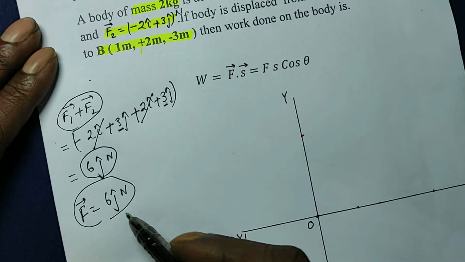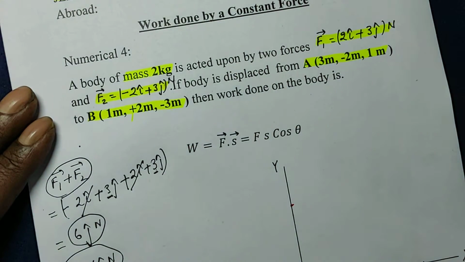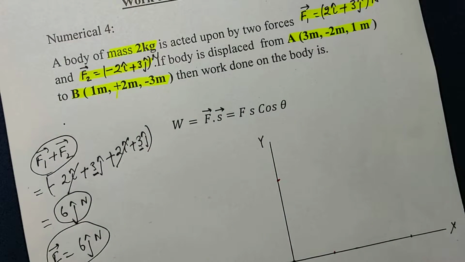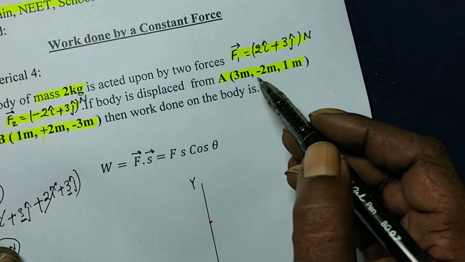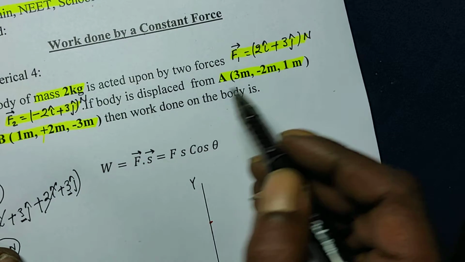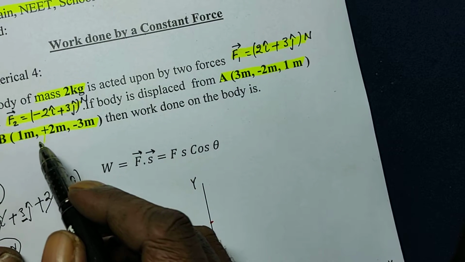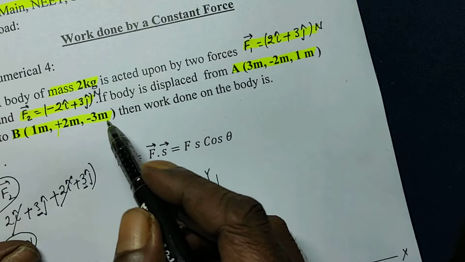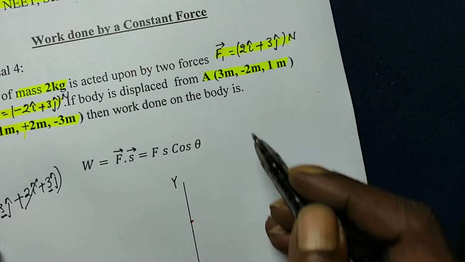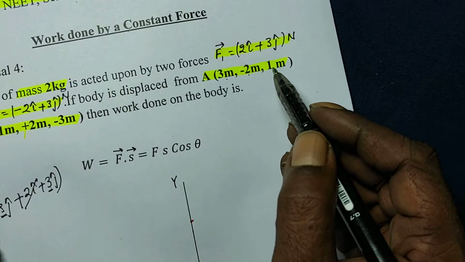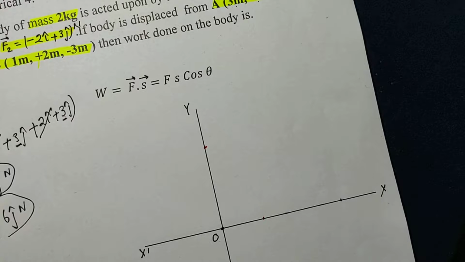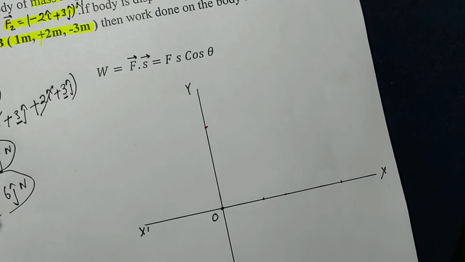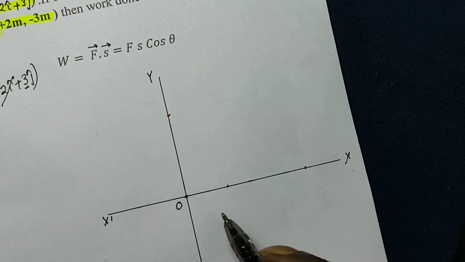This much force is acting on the body of mass 2 kg, and due to that the body is displaced from position A equal to 3 meter, minus 2 meter, 1 meter to position B equal to 1 meter, 2 meter, minus 3 meter. Now x component, y component, z component. The position of A cannot be shown in a two-dimensional figure, but I can explain it.